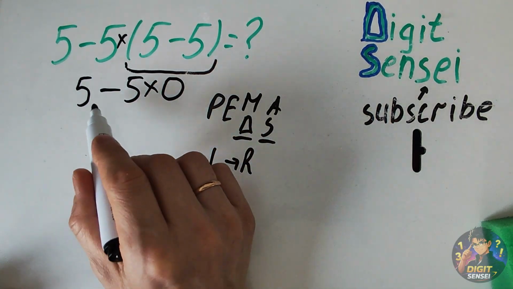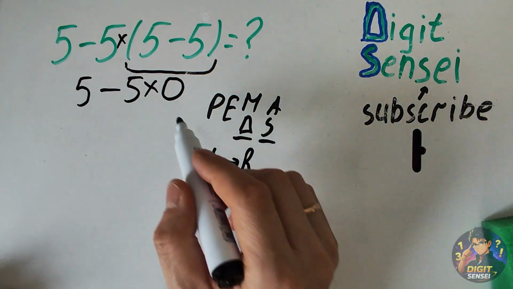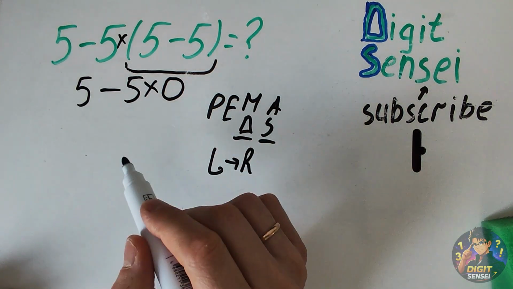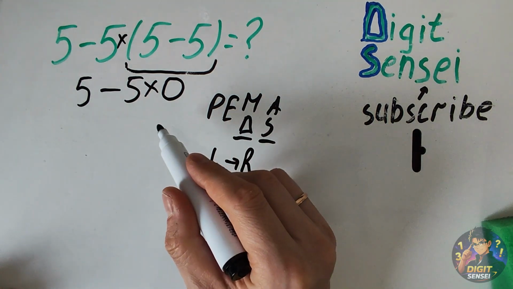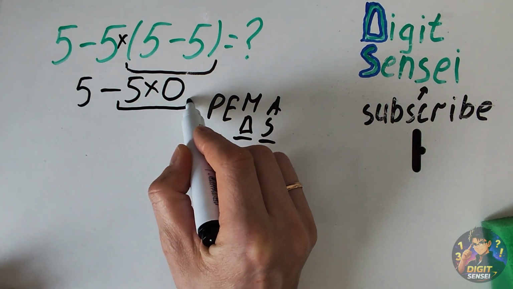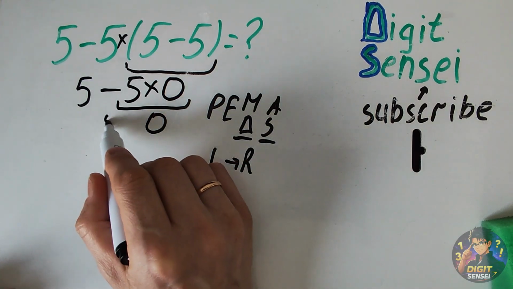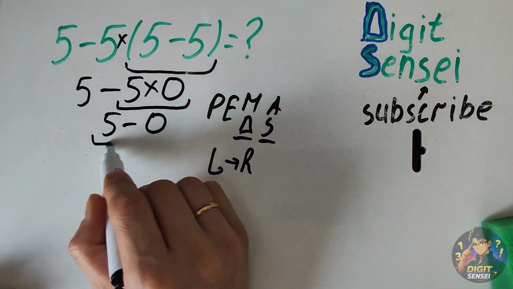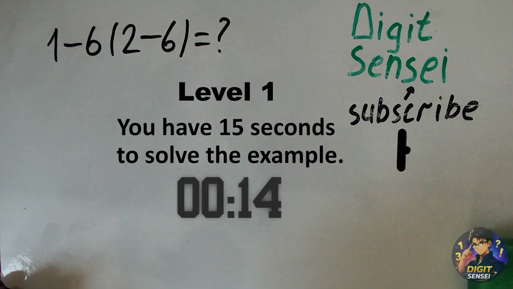Now we had one subtraction and one multiplication. According to the PEMDAS, multiplication has higher priority than subtraction because multiplication comes before subtraction. So here first we have to do this multiplication. 5 times 0 is just 0. So 5 minus 0 equals 5. And this is our final answer to this problem.